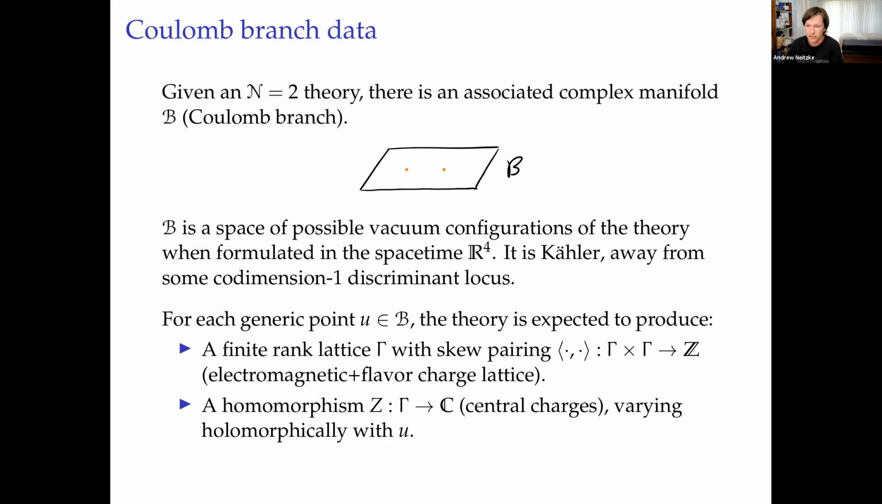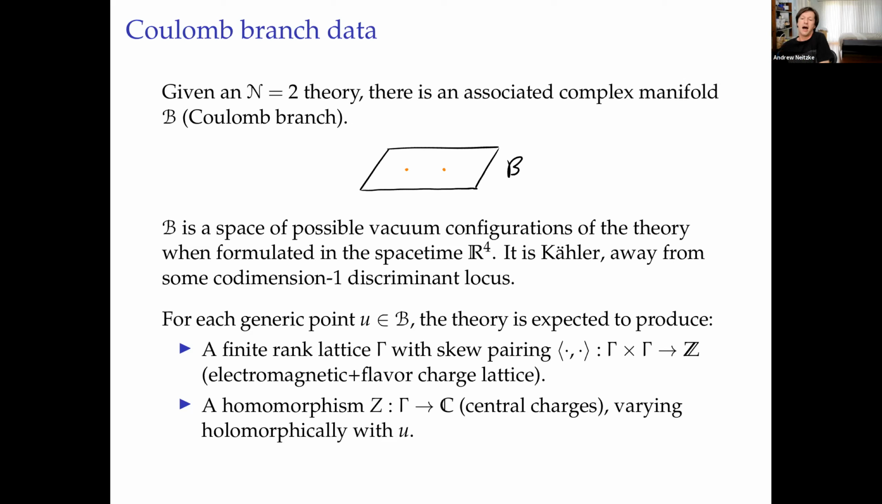In fact, it's even Kähler away from some bad locus. And I've marked that bad locus. It's codimension 1. That's a locus where the low energy physics is actually more interesting. And so I've marked it with the orange dots in this picture. In the picture, I draw B as if it was one-dimensional. In general, it could be higher dimensional, but there are already interesting examples which are one-dimensional.